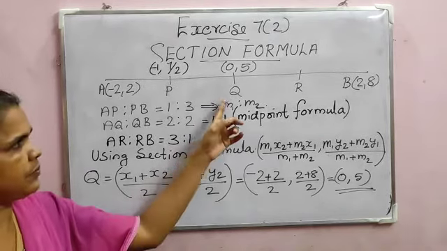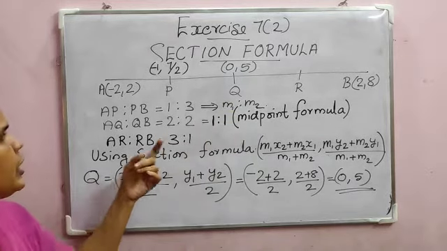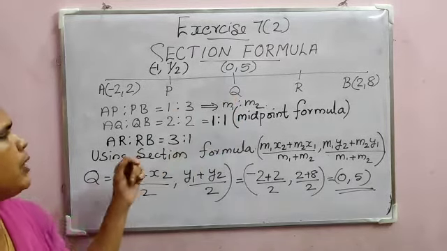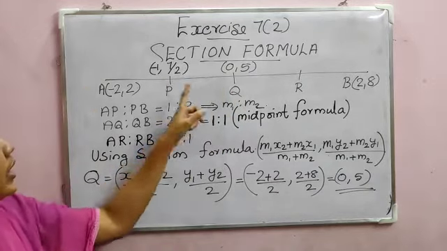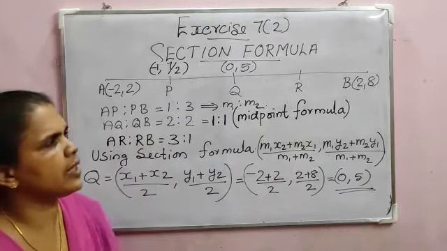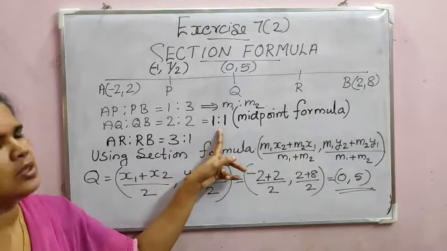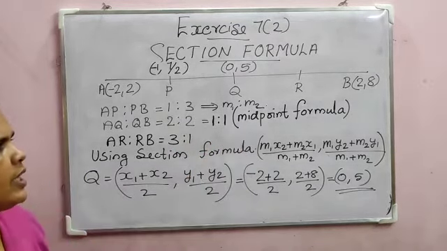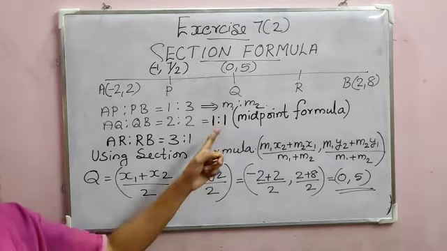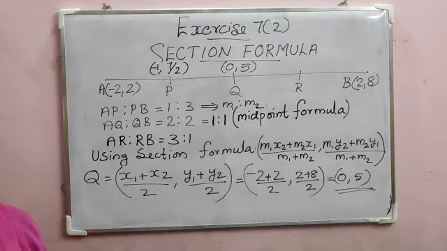Next, we can find the point Q. Q is the midpoint because from A to Q there are two parts and from Q to B there are two parts. 2 is to 2 means 1 is to 1. So we can use the midpoint formula.